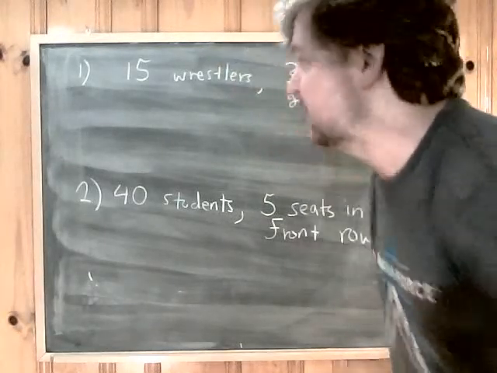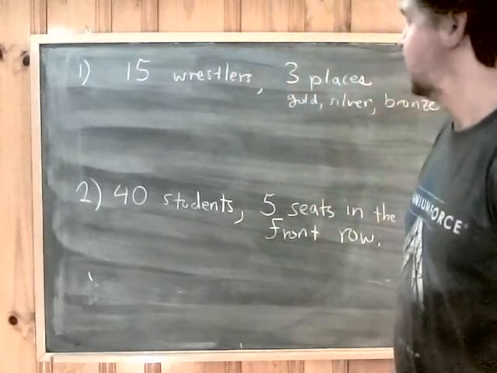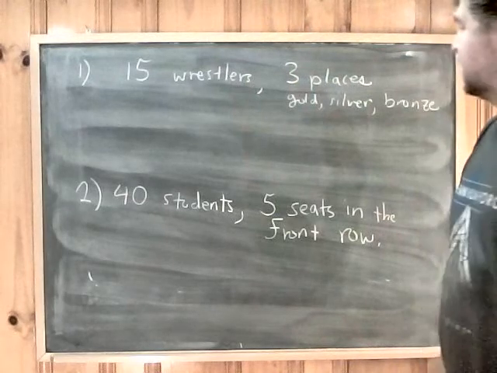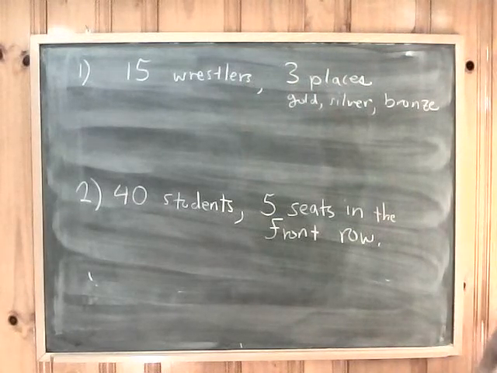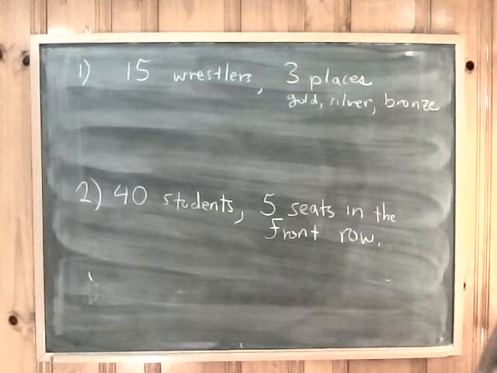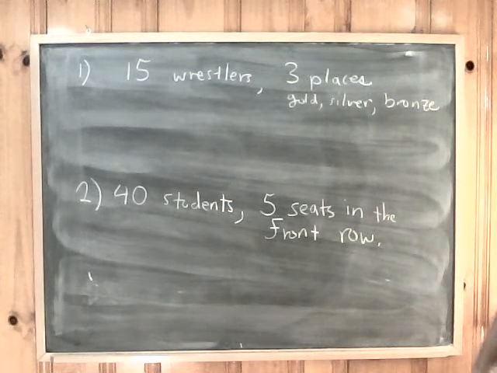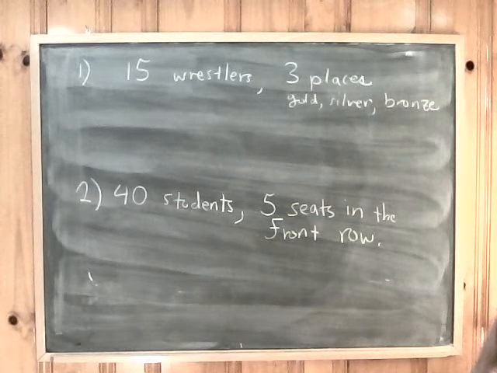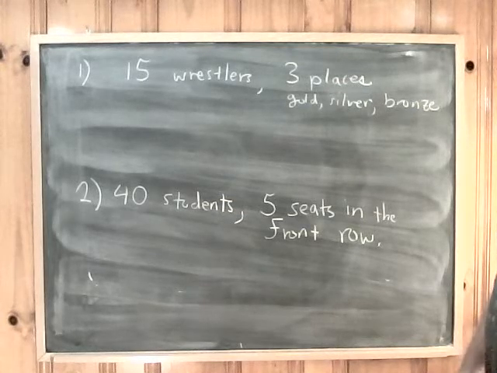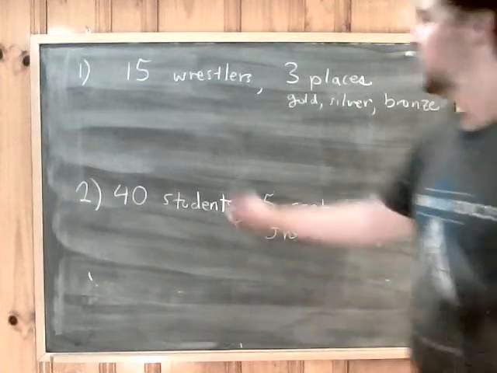So first off, we've got these 15 competitors, wrestlers, in the same class, and only 3 places, gold, silver, and bronze, that they can win. So the answer, thinking about it in terms of the multiplication principle, is you choose one person to be the gold, one person to be the silver, and one person to be the bronze. And since you can't win both gold and silver, for instance, then that means there will be one fewer person each time.